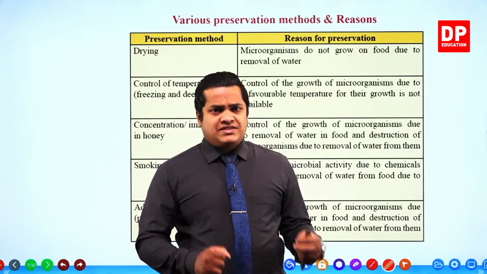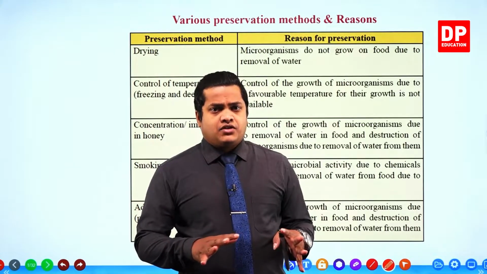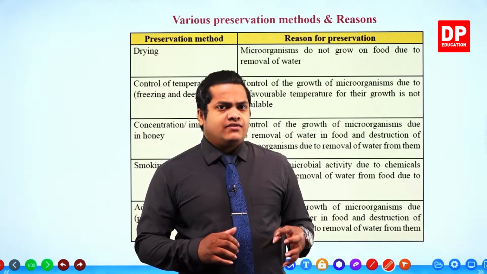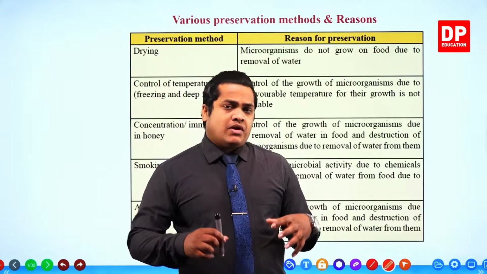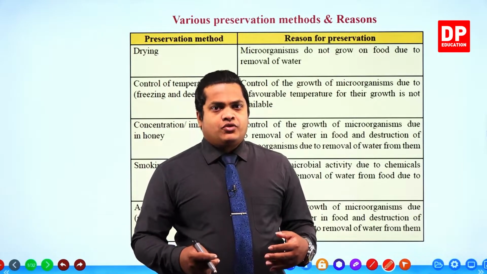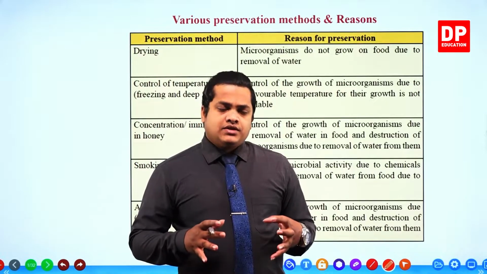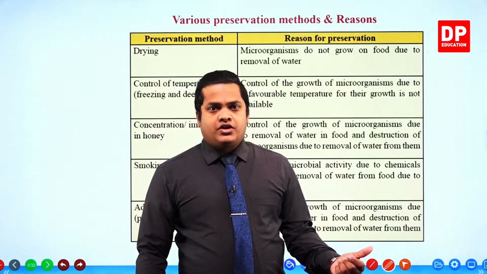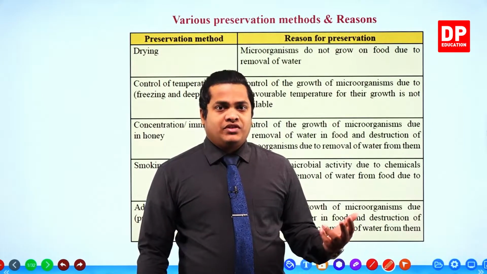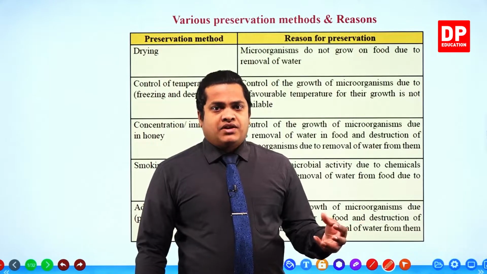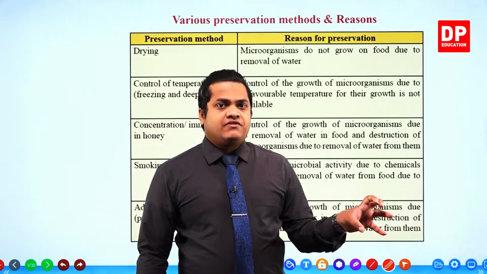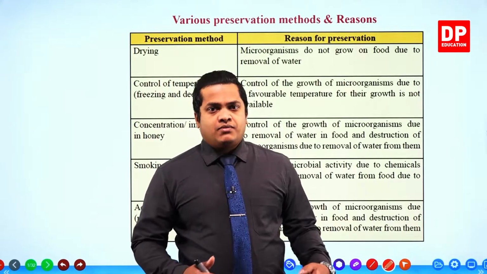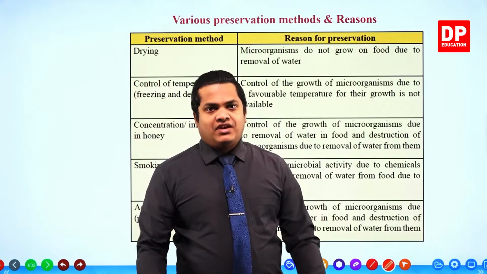However, we can preserve that food item for about 2 to 3 days. When you take a week or two, it's going to spoil. But if you keep normal vegetables and fruits in normal environmental conditions, they will spoil within 2 to 3 days. If you keep the same food item in a refrigerator, you can keep it for about 5 to 6 days, maybe weeks.